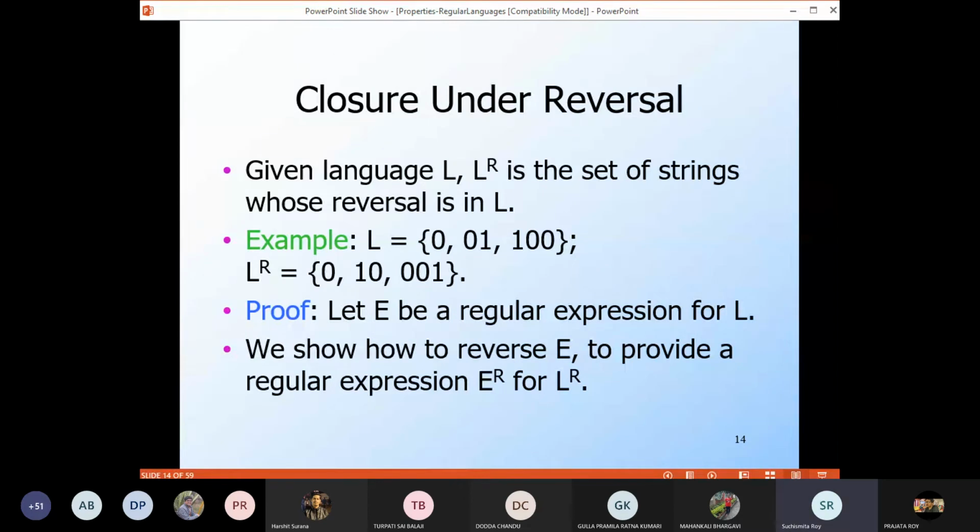Actually, we have two different proofs. We can prove by reversing the regular expression, and we can also prove by reversing the finite automata. So let's look at both of them. We'll first look at how a regular expression can be reversed. This is a very important trick which you must know, because you have been working with regular expressions.